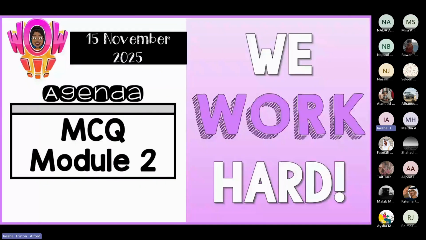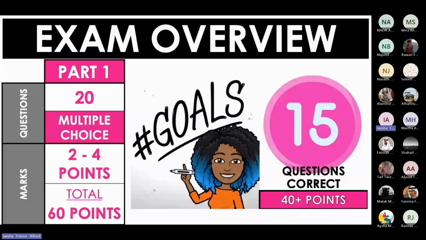Good evening, everyone. We are going to be doing the multiple choice questions from Module 2 today. Just remember about the exam, you're going to have 20 multiple choice questions. The total is going to be 60 points, and your goal is to see if you can get 15 or more questions correct. If you get 15 questions correct, we're hoping that it's going to be about 40 or more points. So that's kind of like what your goal is.